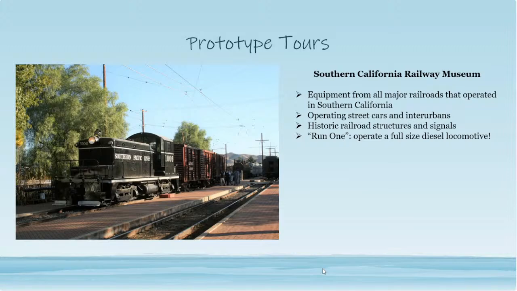And we're going to do a Run One out there. That is going to allow you to jump in the cab of perhaps that locomotive right there in the picture and do a little full-size running, a little full-size operating. And at the end of the Run One event, you get a nice little certificate from the museum that says you actually ran a full-size locomotive.